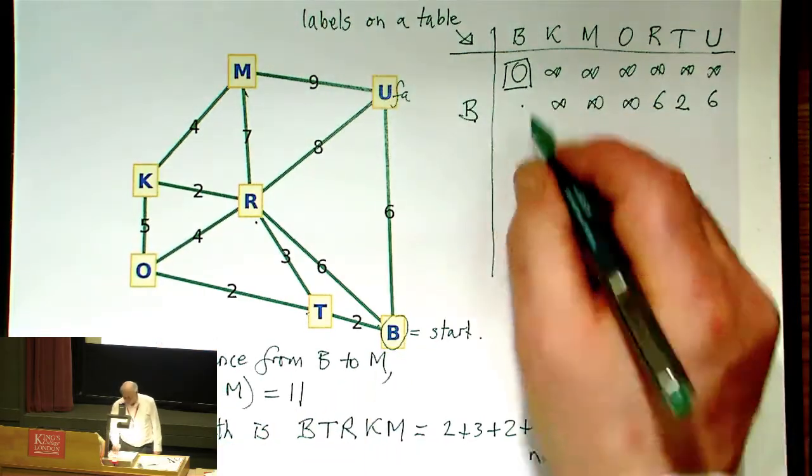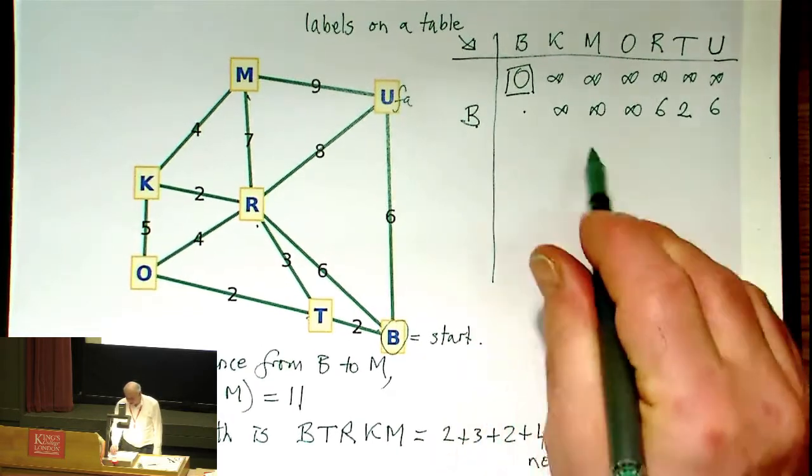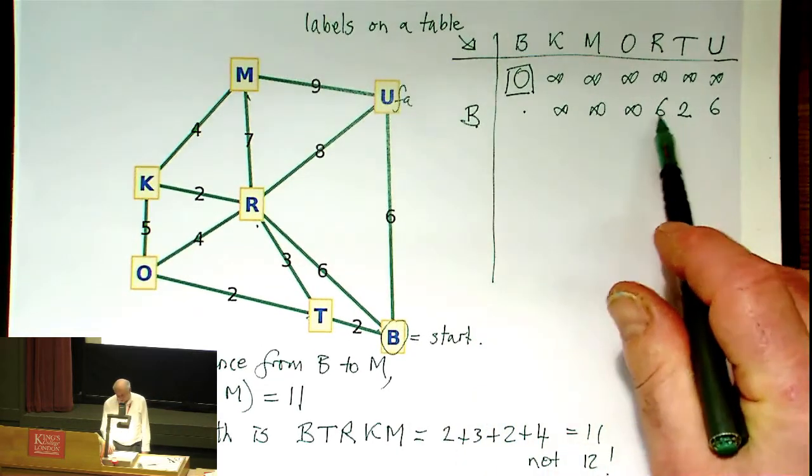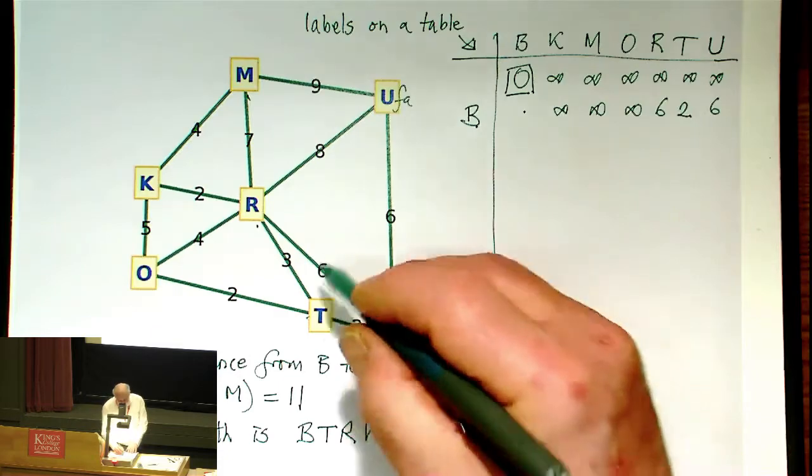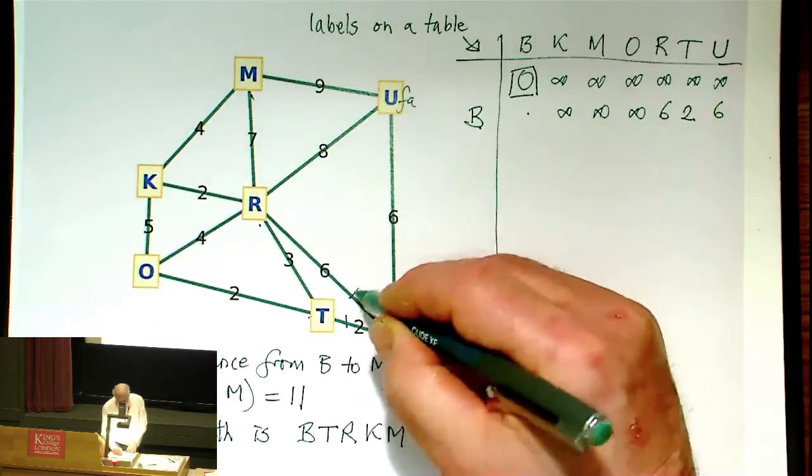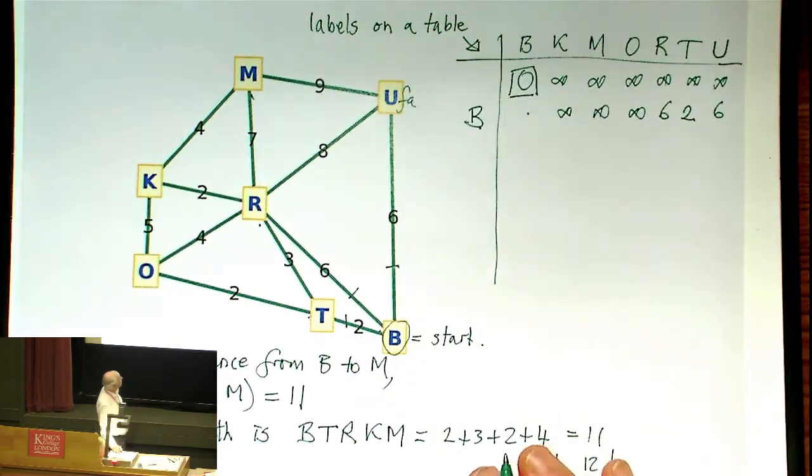B is out of the picture. So these are the new labels. We've got some new labels, 6, 2, 6, because we've used these edges here, here, and here to do some scanning.